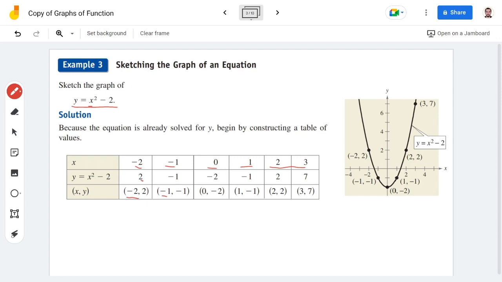What do you notice from the graph? What does it look like? The parabola or the quadratic, right? But the original parabola or quadratic, does it look like this, or what has happened to the original? What's the difference?